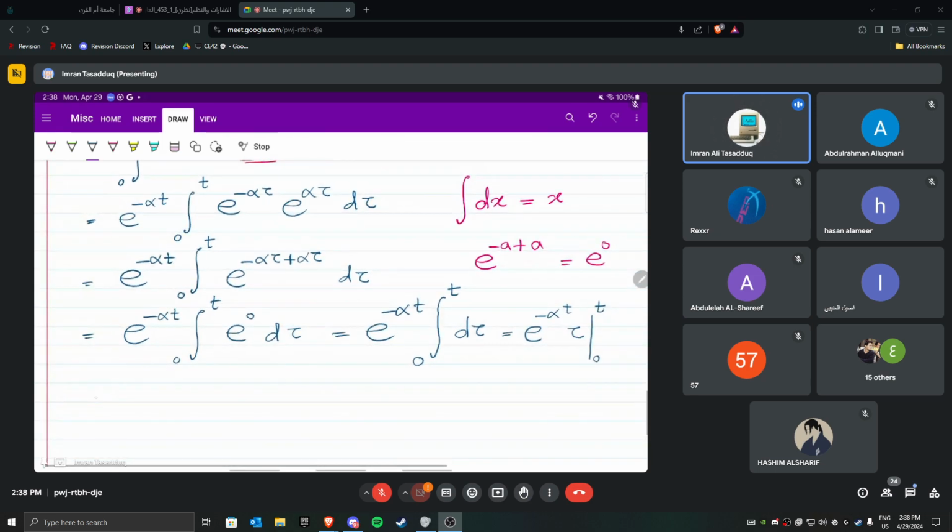Then this is equal to e to the power minus alpha t, okay, and inside you have t minus 0. So this is equal to t into e to the power minus alpha t minus 0. This is equal to t e to the power minus alpha t. Since t is always going to be positive, I'm going to put a u of t.